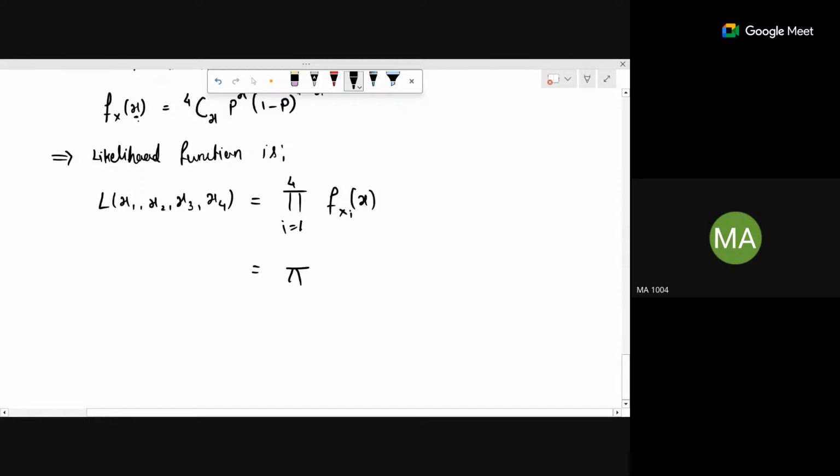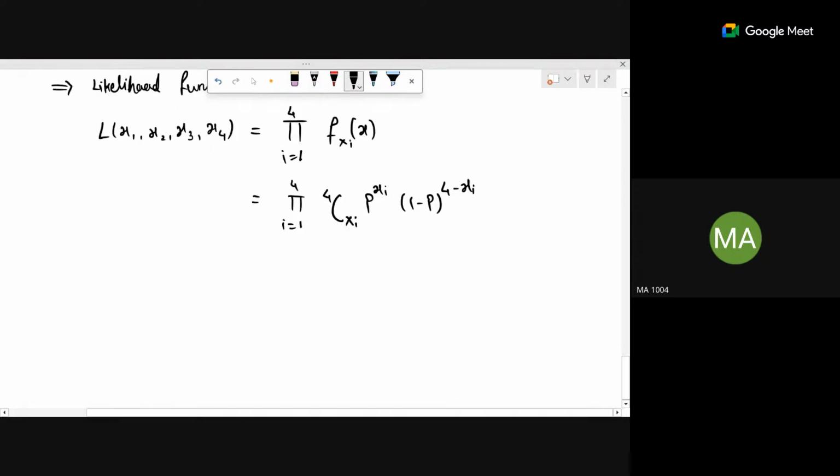So the product equals 4C x times p raised to the power x, 1 minus p raised to the power 4 minus x. Then we'll take log.